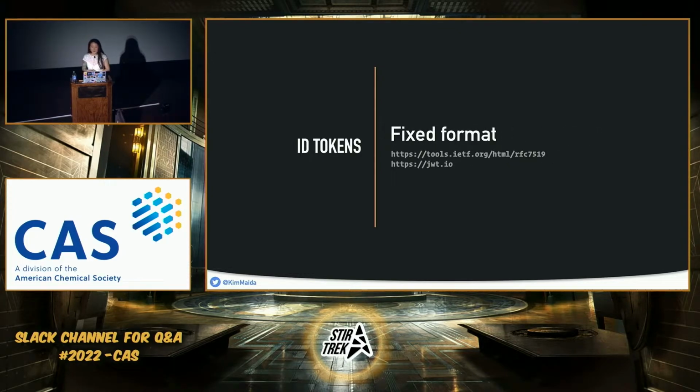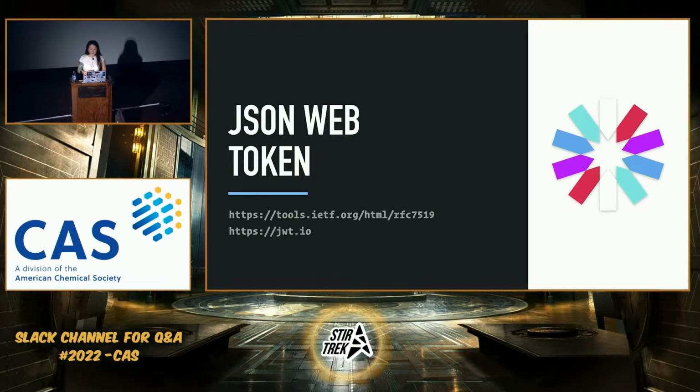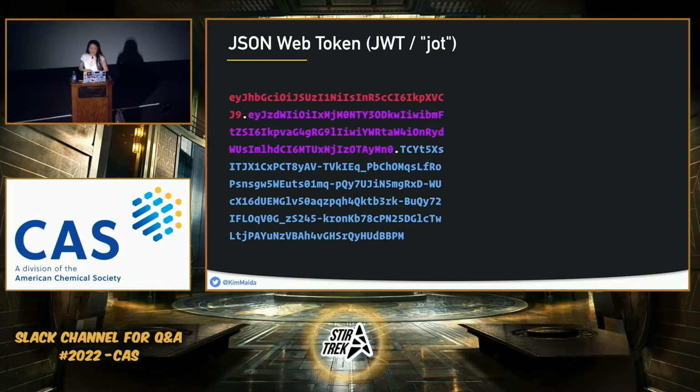Like I said, the OIDC spec declares a fixed format for ID tokens, and this format is JSON Web Token. So let's dig into JSON Web Tokens, what they contain, and why this format is useful for ID tokens. JSON Web Tokens, or JWTs, also often pronounced JOT, look like this. They're 3 string segments concatenated with periods.